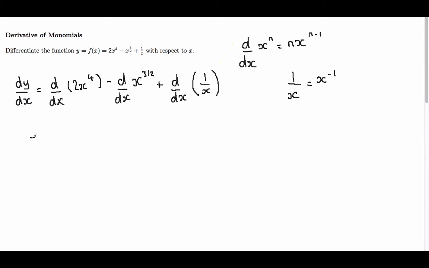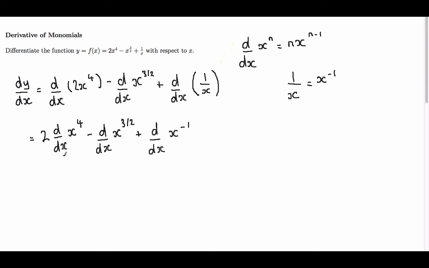So what we need to do now is the derivative of 2x to the 4 can be written as 2 lots of the derivative of x to the 4. Remember, when we differentiate a constant times a function, we can just bring the constant out the front and differentiate the function. So the derivative of 2x to the 4 is just 2 times the derivative of x to the 4. Then take away the derivative of x to the 3 over 2, and finally add to it the derivative of x to the minus 1.